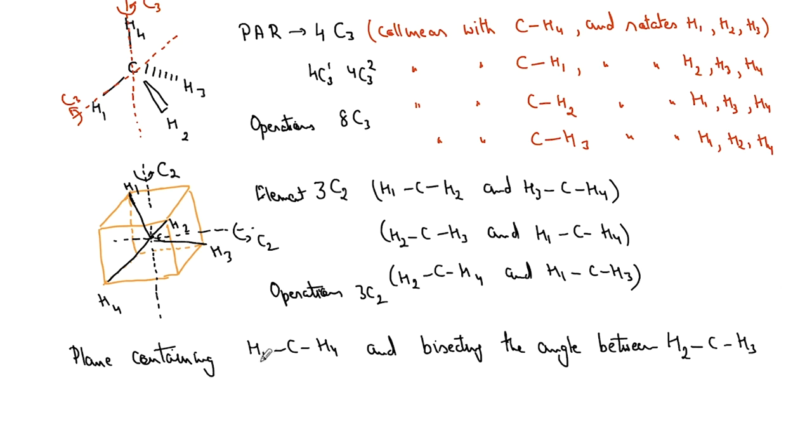Okay, it will contain one of the angles and will bisect the opposite one. So for example, if I'm saying that it is containing the H1, C, H4 angle over here, and it is bisecting H2, C, H3, then I can say that there would be one plane which will be containing this and bisecting this, right? So vice versa it will be.